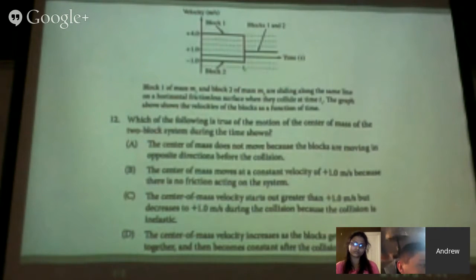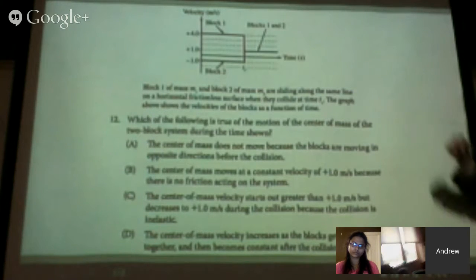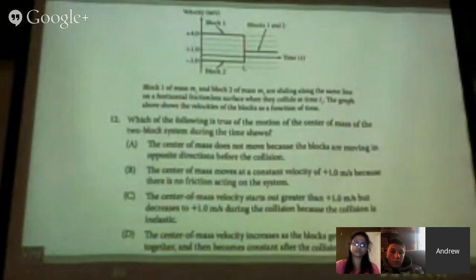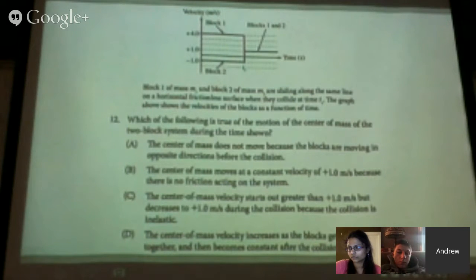Or D, the center of mass velocity increases as the blocks get closer together and then becomes constant after the collision. Well, that one's still possible too if all we know is that they have a constant 1 meter per second speed after they collide. The center of mass, or the system as a whole, will accelerate, will change speeds, only if there are external forces on it. The acceleration of the system is equal to the sum of the external forces divided by the mass of the system. Are there external forces acting on this system, acting on these two blocks?